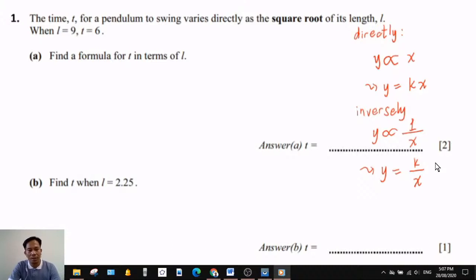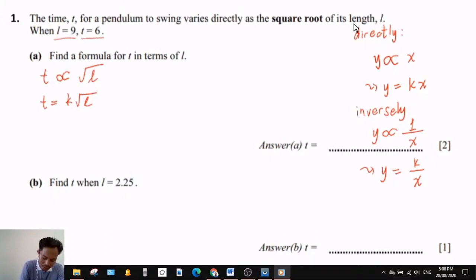Now since you have a formula, since you have the statement t varies directly as the square root of L, therefore t is equal now to k times square root of L. And you know that when L is 9, t is 6. It will become 6 is equivalent to k square root of 9. Why do we need to do this? Because I want to find out what is the value of k, so that I can find the formula for t.